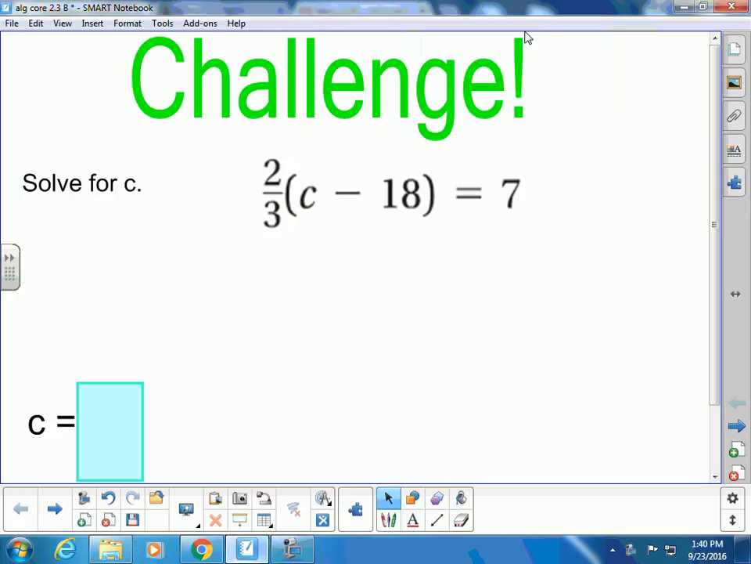Day 2 of 2.3 starts with a challenge problem. So I want you to put me on pause and try to solve this. Solve for C.